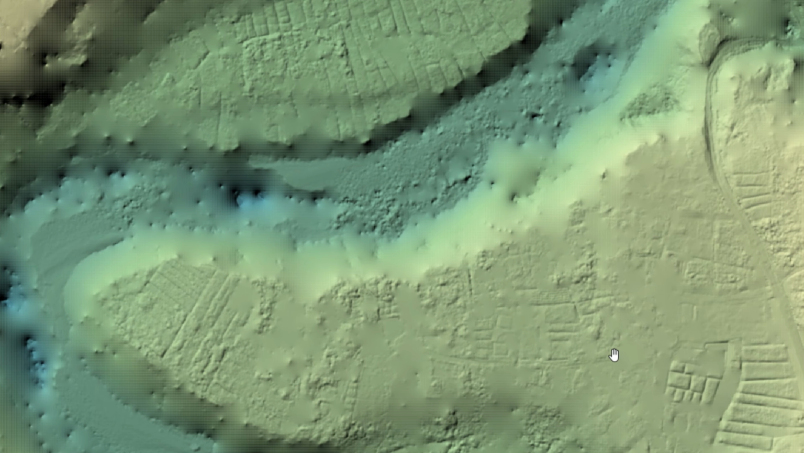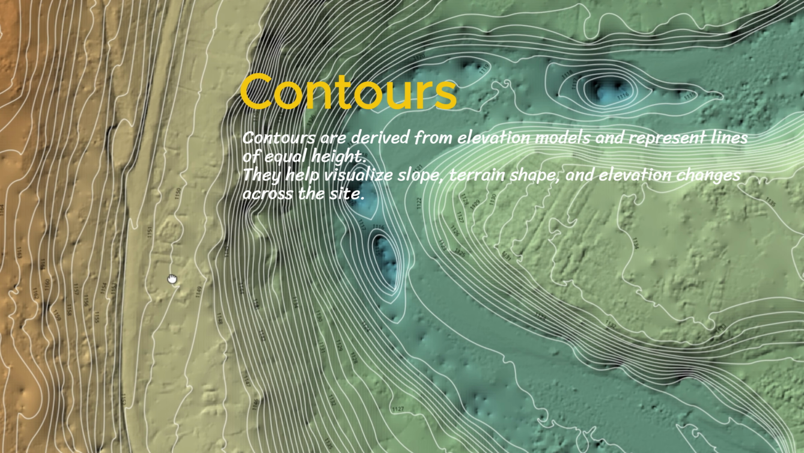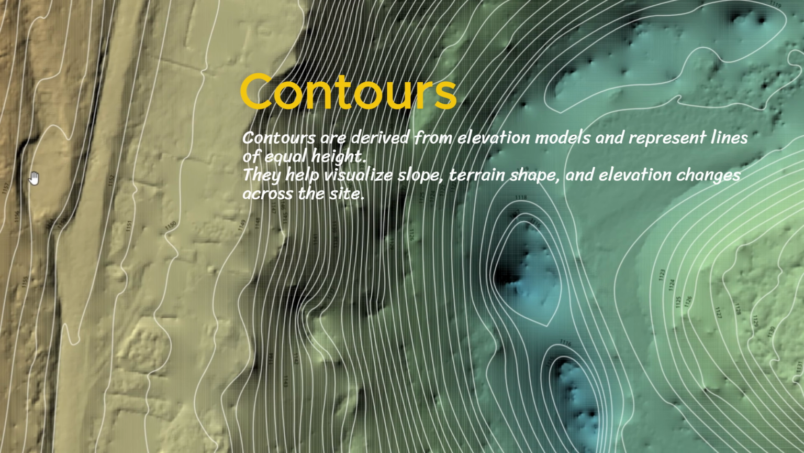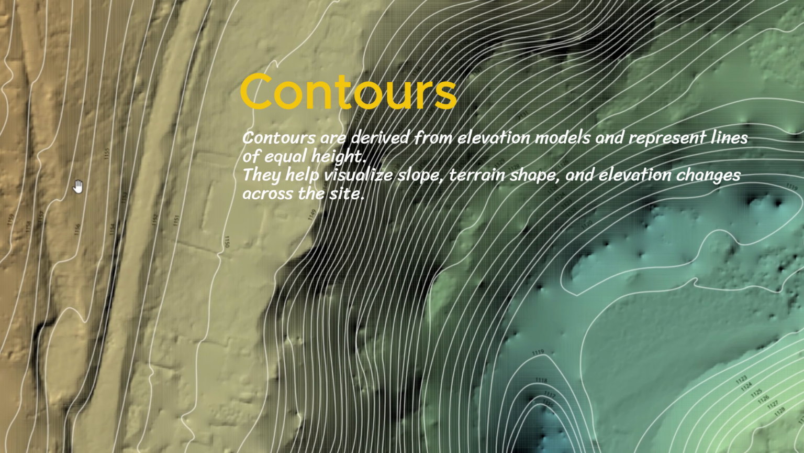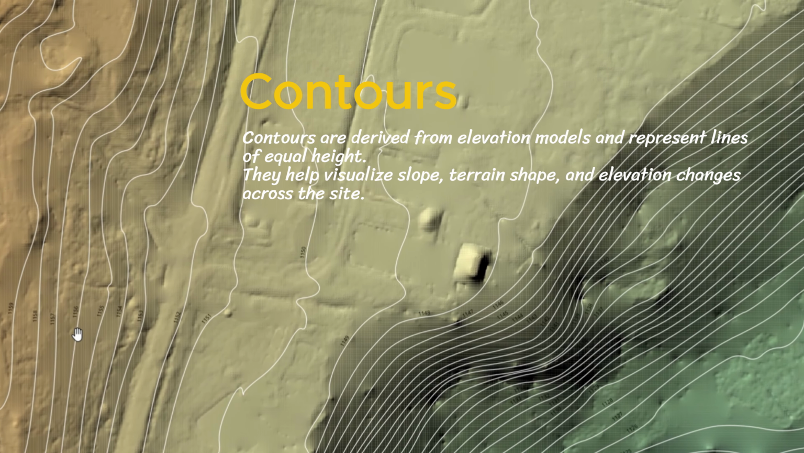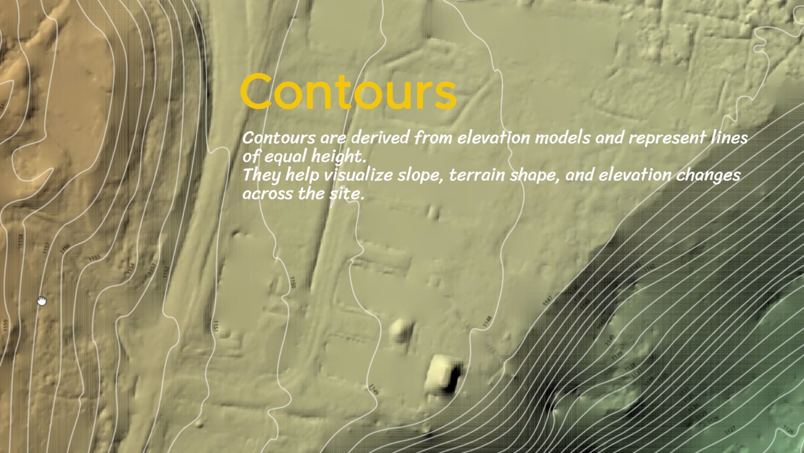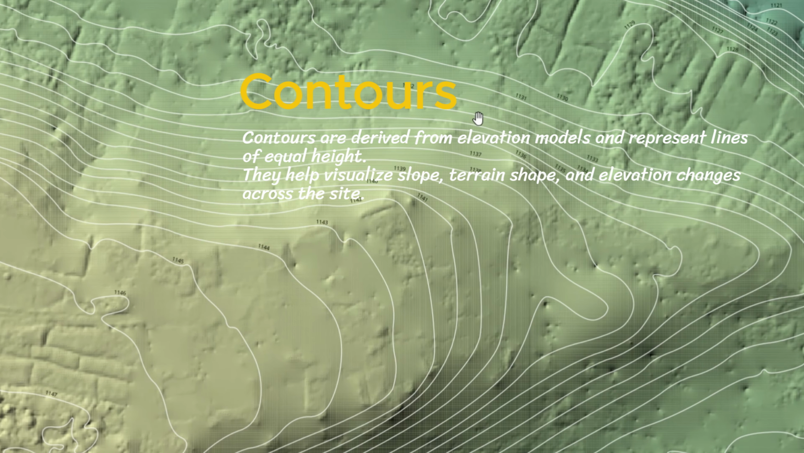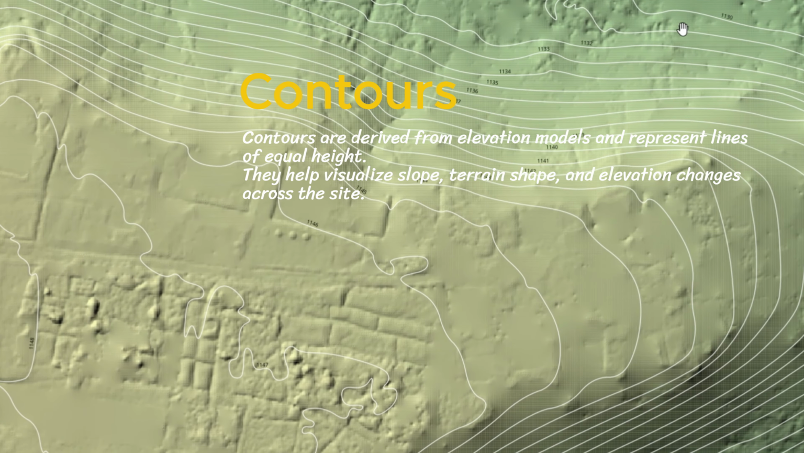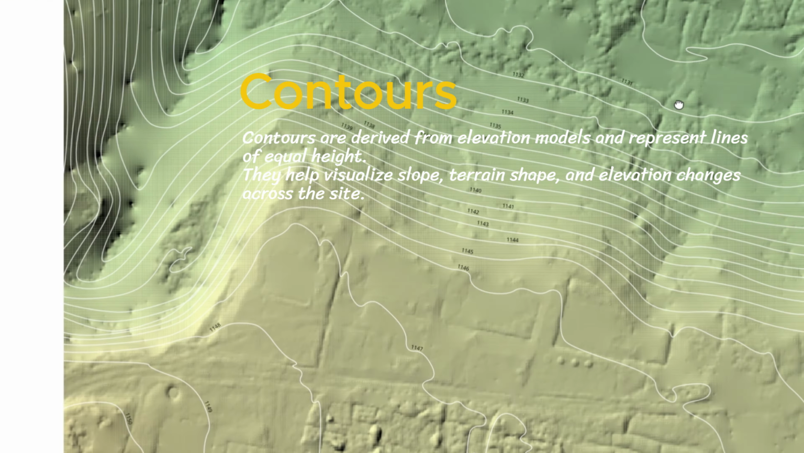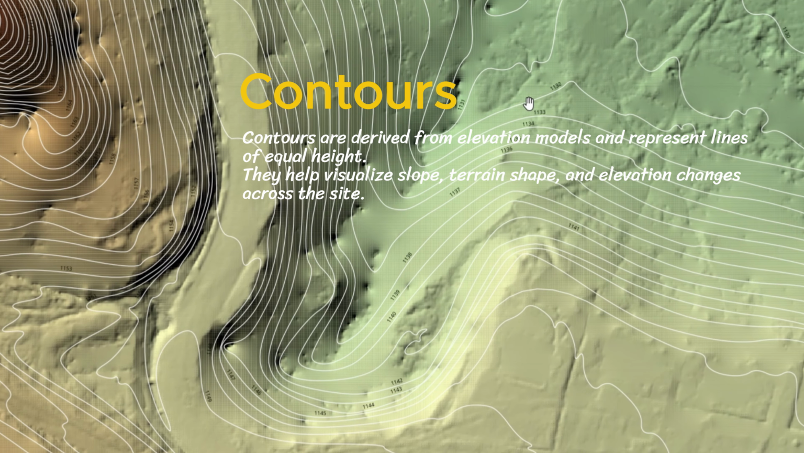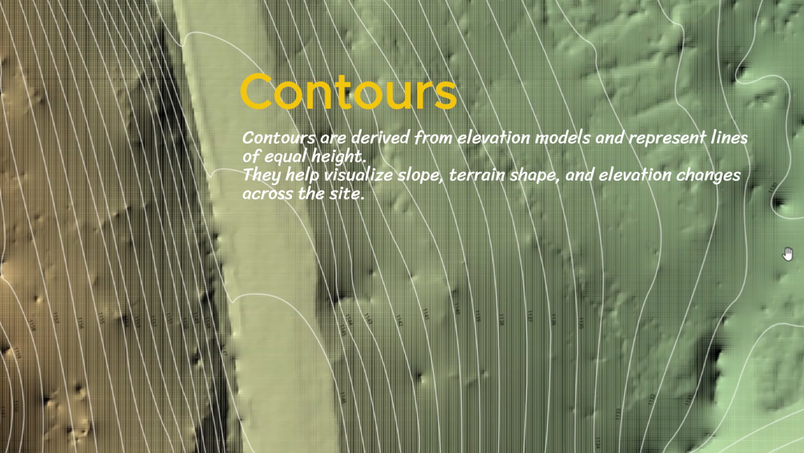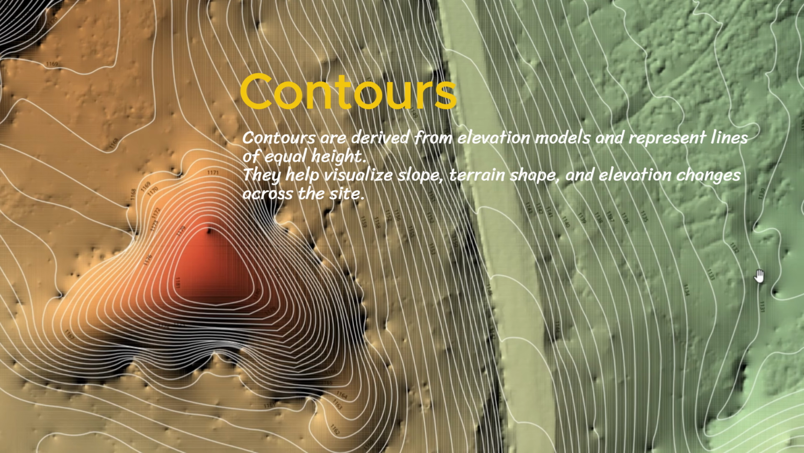Another common output from drone surveys is contour lines. Contours are derived from elevation models and represent lines of equal height. They help visualize slope, terrain shape, and elevation changes across the site. Contour data is often used for site planning, road and drainage design, land development, topographic mapping. Contours turn complex elevation data into something easy to interpret on drawings and maps.